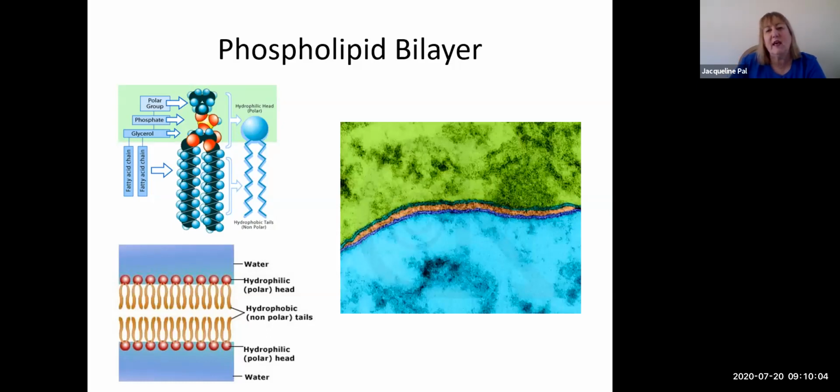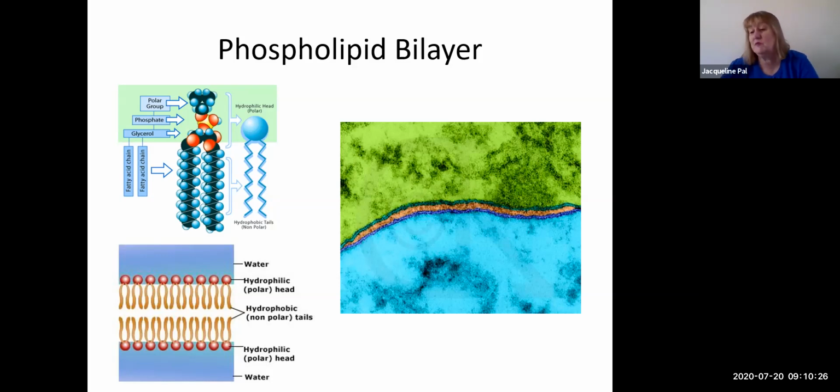And here's an example of a photomicrograph, which means a photograph taken from a microscope. So stop and think for a second, what type of microscope would this be? Would this be a light microscope, a scanning electron microscope, or a transmission electron microscope picture?